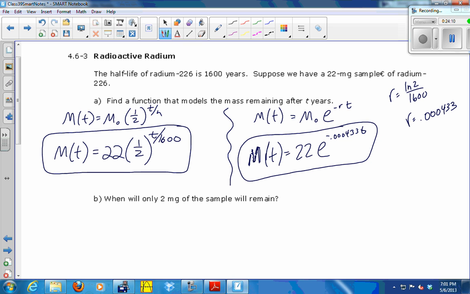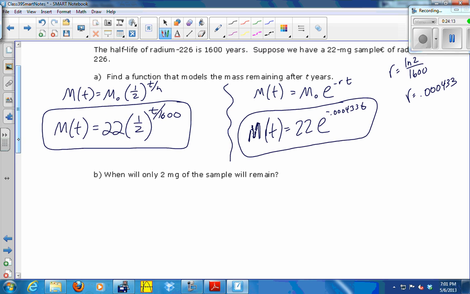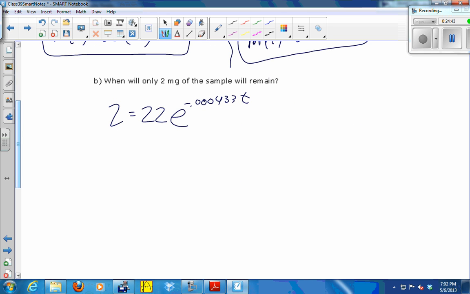When will only 2 milligrams of the sample remain? So I'm going to be solving for t. In either of these, I'm going to replace the left-hand side of the equation with a 2 and solve for t. I'm tempted to use the one on the right because when I take the ln of both sides, the ln of base e is really easy to do. So if I set 2 equals 22 e to the negative 0.000433 t, divide both sides by 22, and I get 1/11.